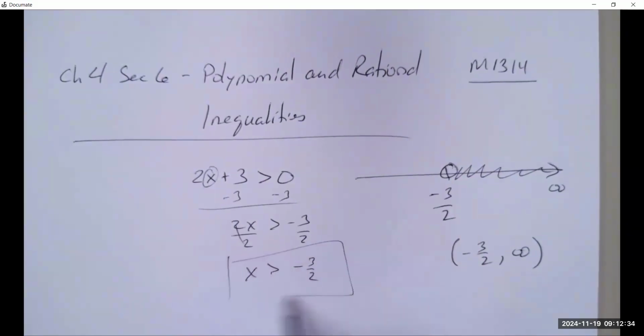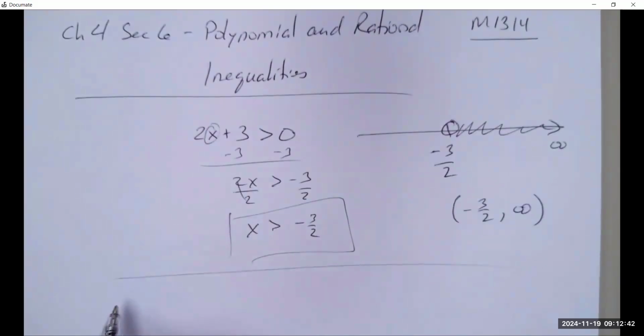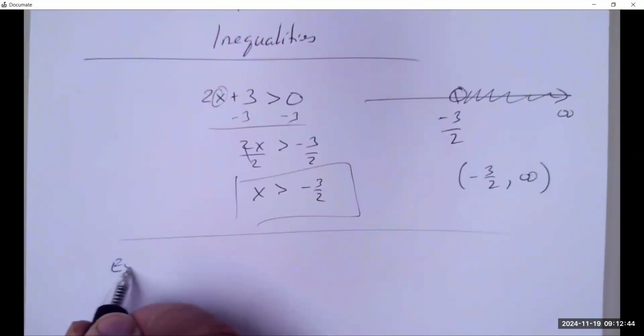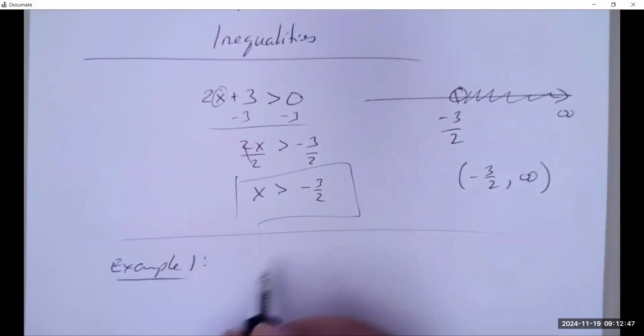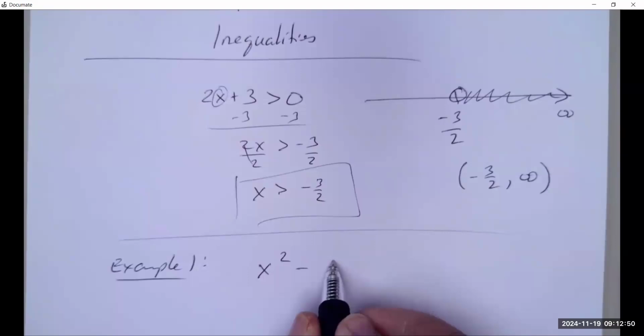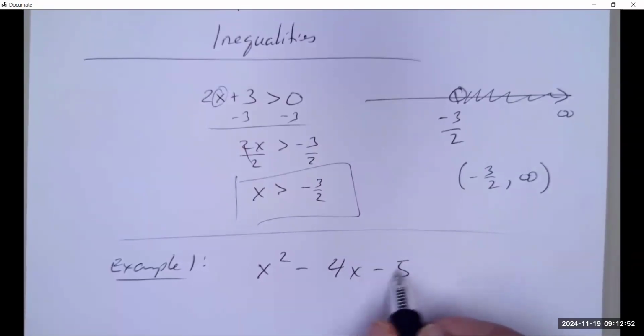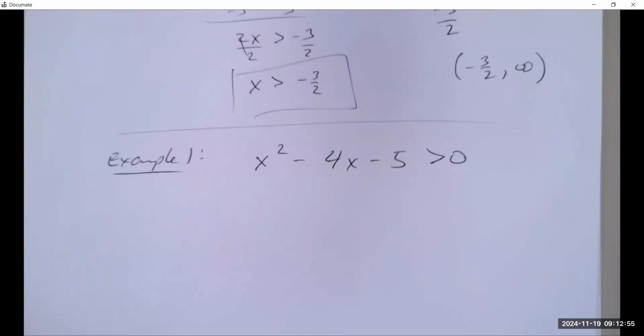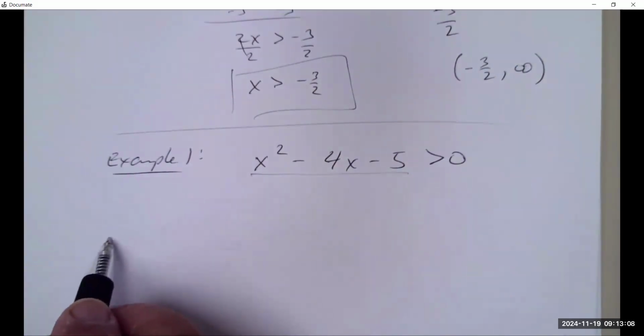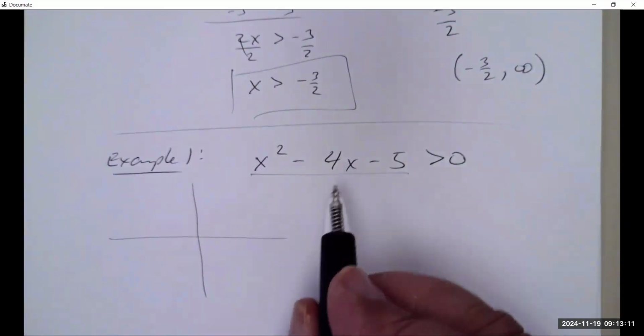So we have the interval method, the set notation, and the graph. We'll do the same thing here, except things change just a little bit. x squared minus 4x minus 5. Our graph changes now. What does this function look like? So let's solve it.